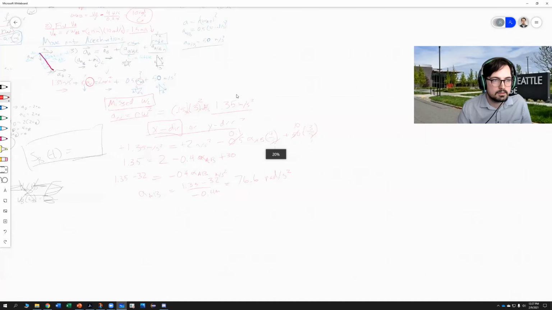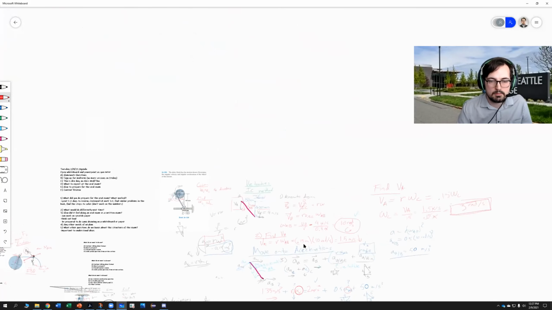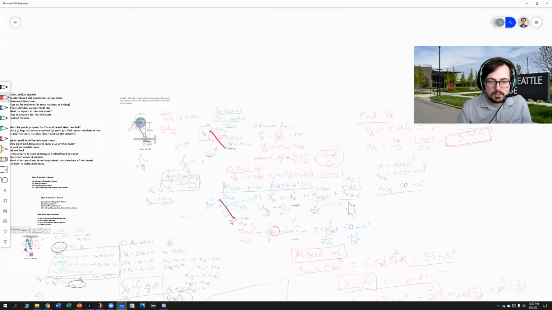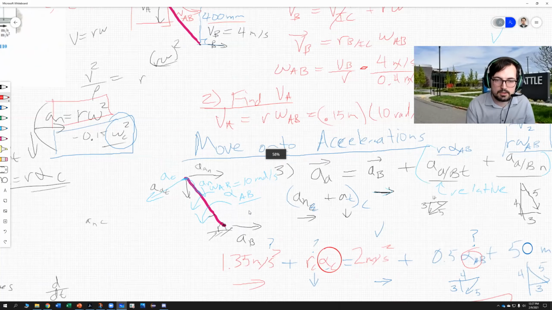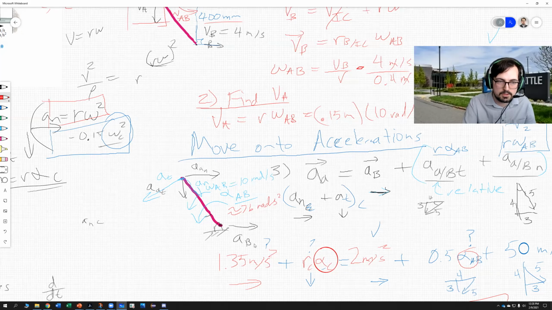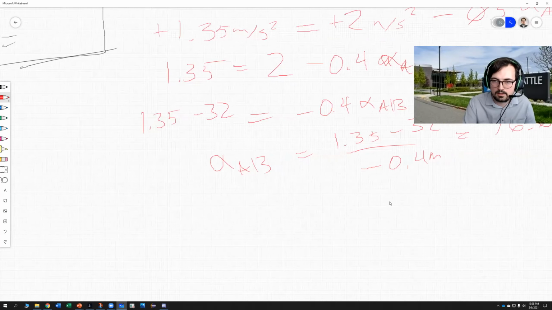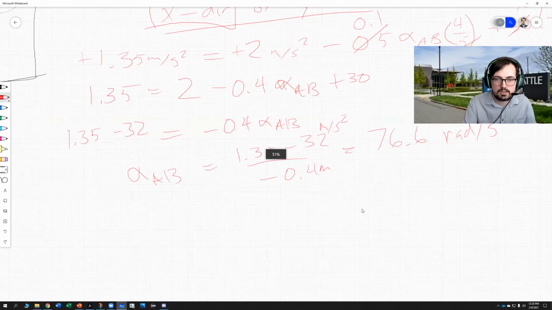Coming back over here, remember that when I'm finding this alpha AB, I'm talking about how this rotates. Because I got a positive answer, I know that it's going in this direction. This is about 76.6 rads per second squared. So now I've defined A of N and I've got A of T. Let's go in and calculate our last bit. We want to find that AT part.